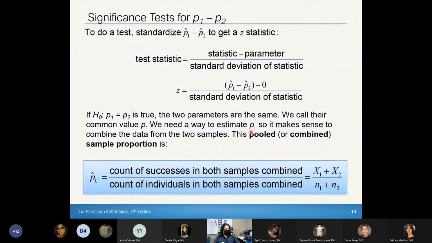Now we need this pooled or combined sample proportion to use in calculating our standard deviation of the statistic for our z statistic, which comes here.